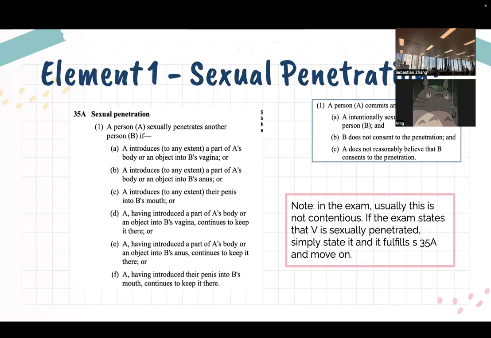And then sometimes you have this idea of A having introduced part of A's body or an object into B's vagina, and continuing to keep it in there. Sounds a bit like Fagan, isn't it? And that would fall under section 35 as well. So this is not hard to understand, and it will be made out in the exam most of the time. So just understand this basic principle, and then we'll move on. But you have to quote section 35A, subsection 1.